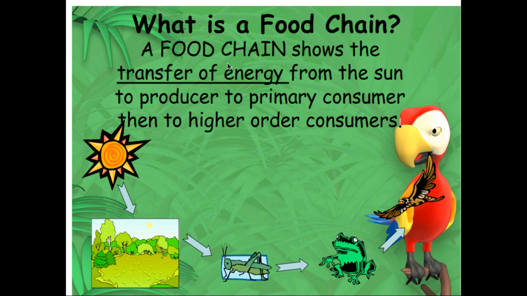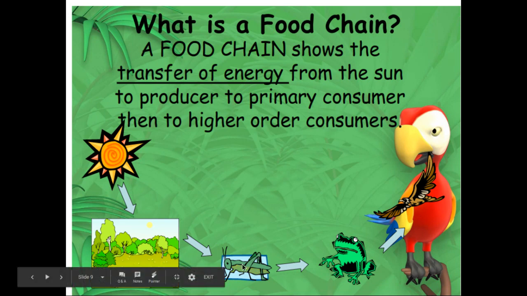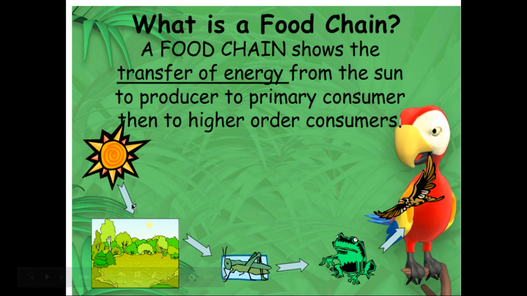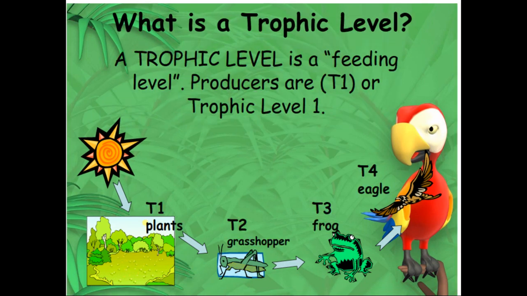So what is a food chain? You probably did food chains in middle school. A food chain just shows the transfer of energy from the sun to the producer, to the primary consumer, and then it goes on from there depending on how many organisms you're looking at. And notice that the arrow points in the direction that the energy is flowing.